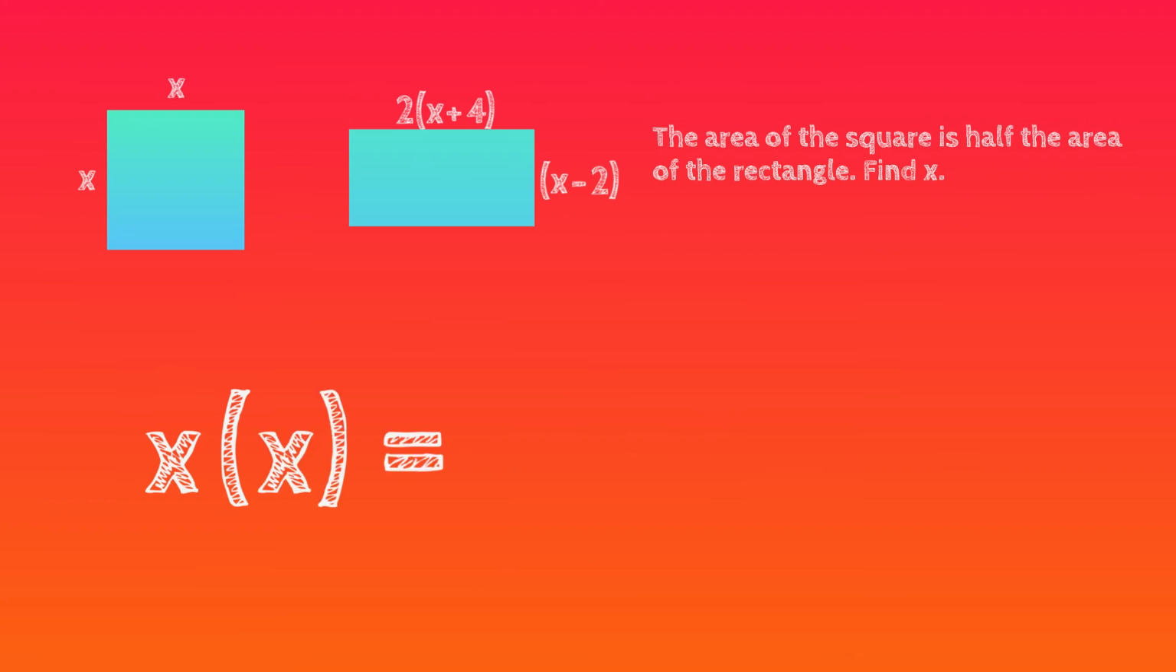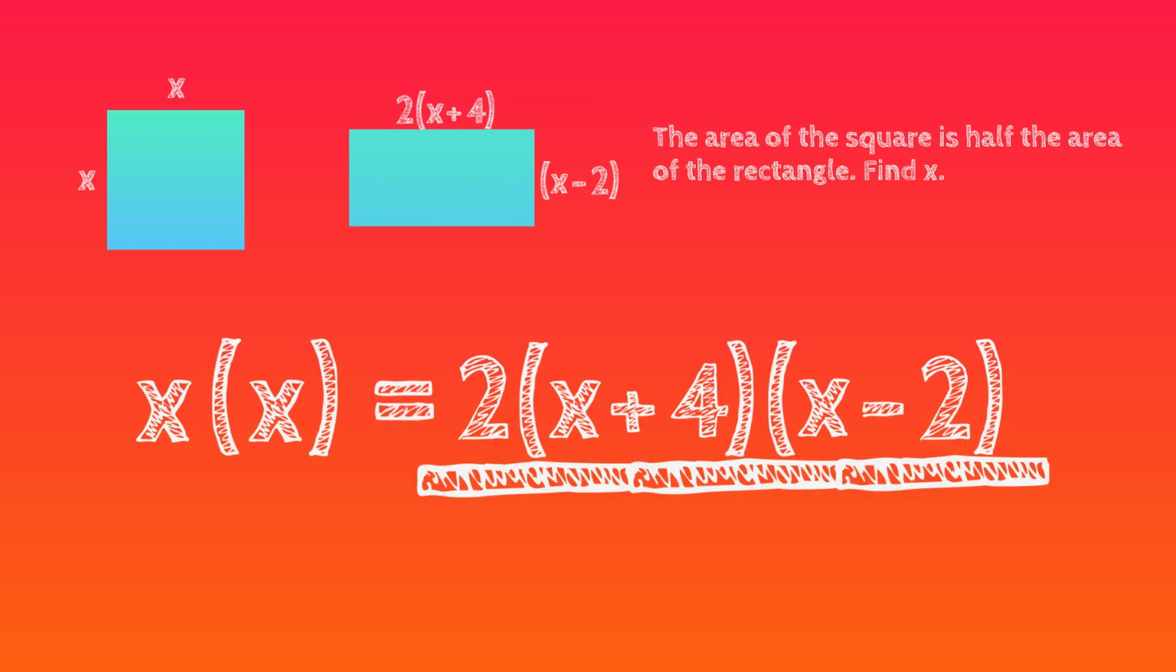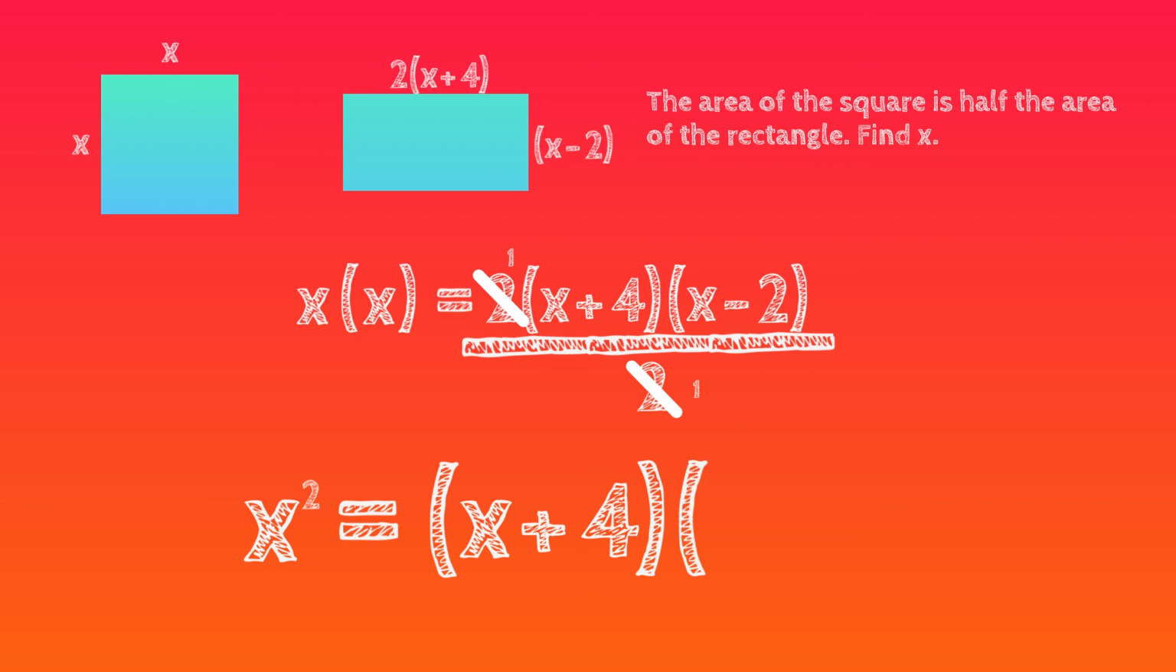equals to the area of the rectangle, which is 2(x + 4) multiplied by (x - 2). But because we say the area of the square is half the area of the rectangle, we divide this area by 2. So 2 into 2 goes 1, and 2 into 2 goes 1. So then x times x becomes x squared is equal to (x + 4)(x - 2).